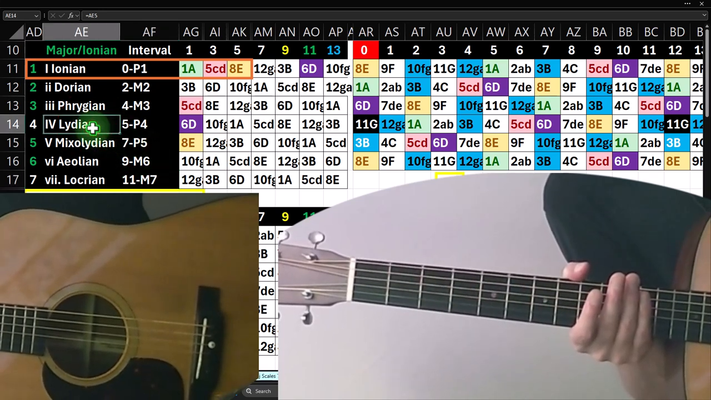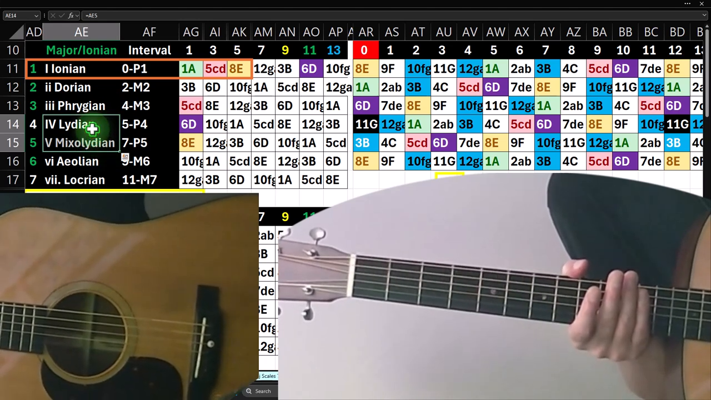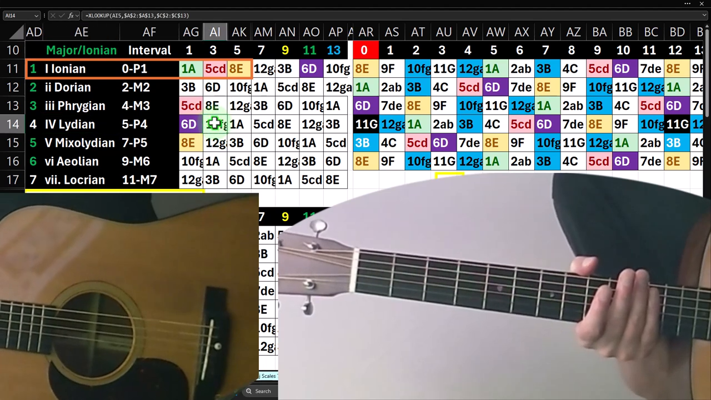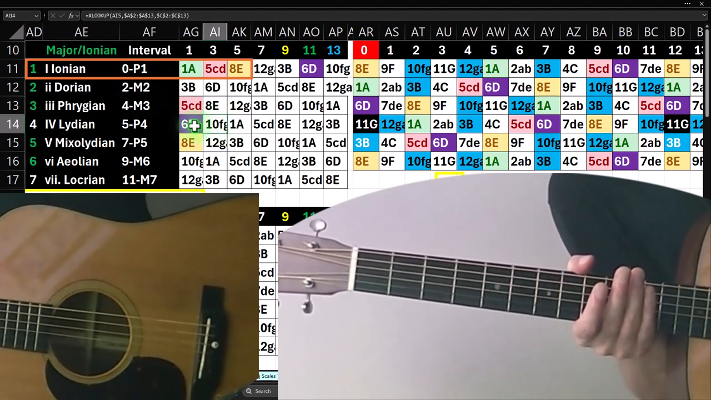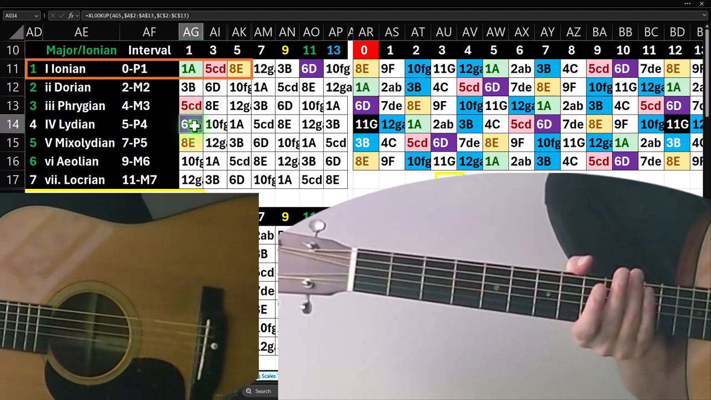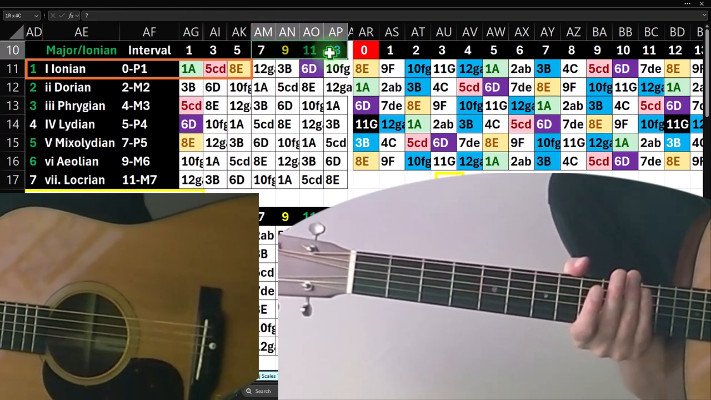Then we have the Lydian and Mixolydian, the 4 and the 5. Those are the two major modes that we would build basically a major chord from. So they have the same third as the related major and fifth as the related major in terms of intervals compared to the first. Now I want to be thinking which of these are going to be different, the 7, 9, 11, and 13.